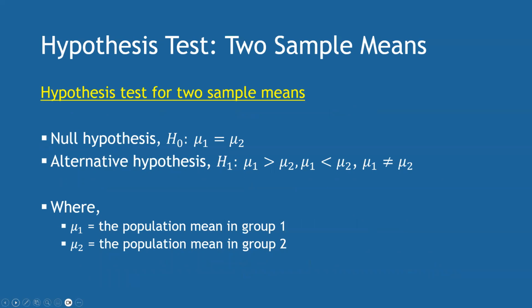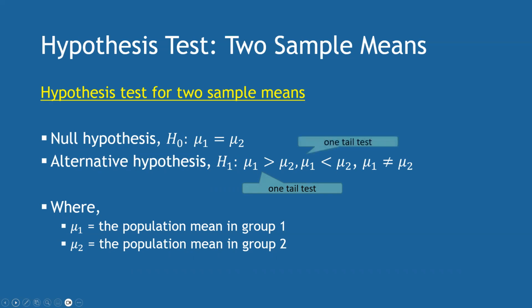This is the form that the hypothesis takes for two sample means. We have a null hypothesis, H0, where mu1 is equal to mu2. Here, mu1 is the population mean in group 1, and mu2 is the population mean in group 2. Now we have an alternative hypothesis that we have to specify, H1, and we have three ways of doing this. The first way is a one-tailed test where we hypothesize that the population mean in group 1 is greater than the population mean in group 2, indicated by the greater than symbol.